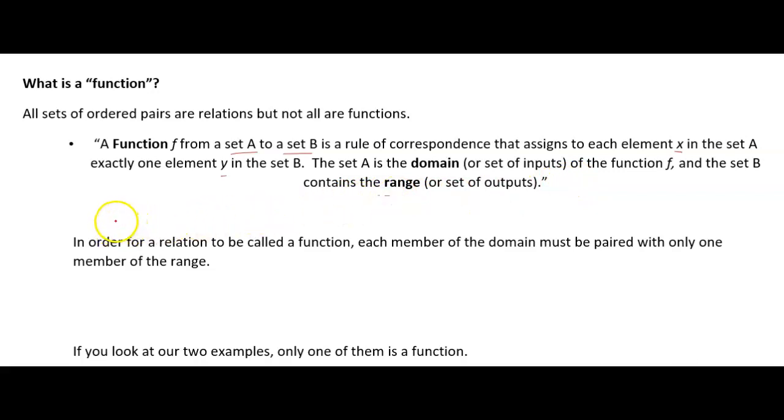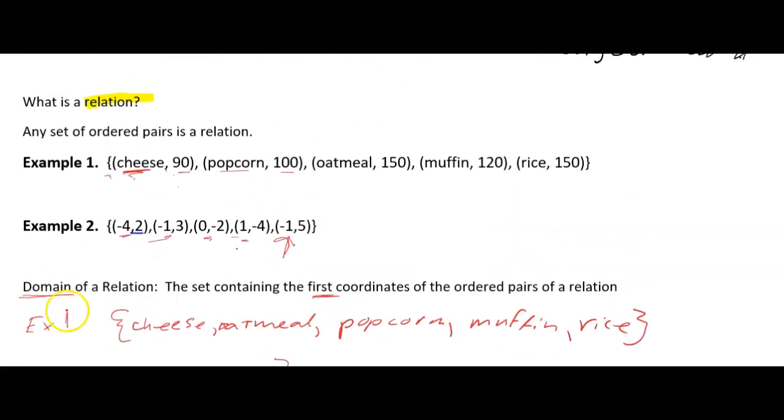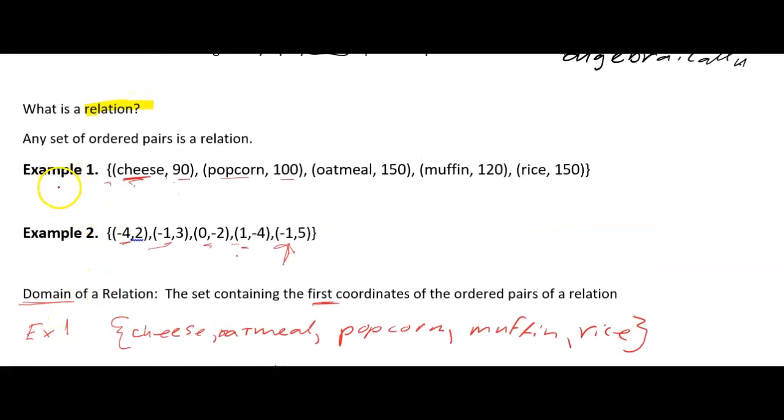Now, in order for a relation to be a function, each member of the domain must show up only once. It can only have one member of the range. So if you look at our two examples, only one of them is a function. Let's go back to our examples. Example 1, we look in the domain: cheese, popcorn, oatmeal, muffin, rice. Nothing was repeated in that first piece of each pair. So that one is a function.